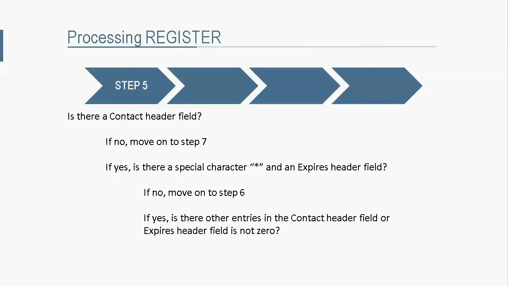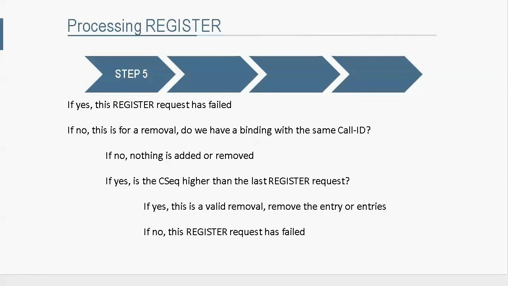Step 5. Is there a contact header field? If no, skip step 6 and move on to step 7. If yes, is there a special character asterisk and an expires header field? If no, move on to step 6. If yes, are there other entries in the contact header field, or is the expires header field not 0? If yes, this register has failed. If no, this is for a removal.